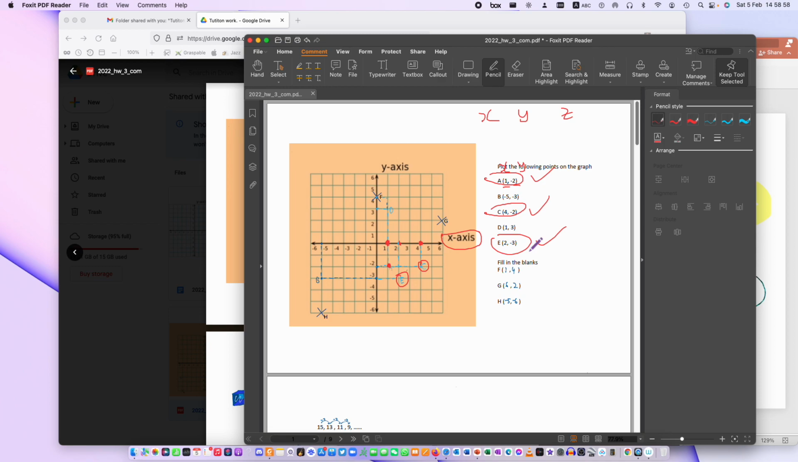Okay. Next, fill in the blank. So basically now I do the reverse. I mean, I give you the reverse. I give you F. Where's F? F is here. Yeah. Then you read what's your X? X is 0. Right? This is 1, right? This is 1, right?